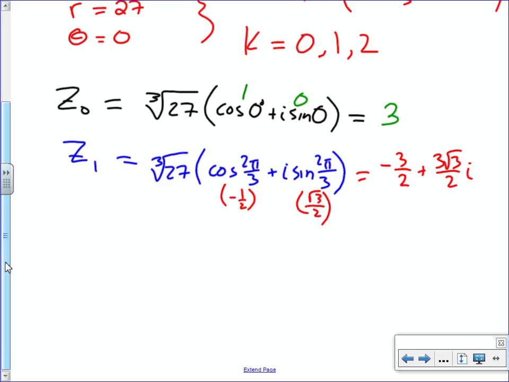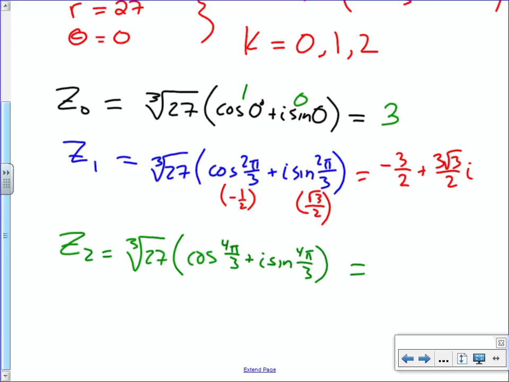All right. Last one. Okay. Cube root of 27 times cosine 4 pi over 3 plus I sine 4 pi over 3. Right? 4 pi over 3 is negative square root of 3 over 2 and negative a half. Is that right? Okay. So multiply those by 3.